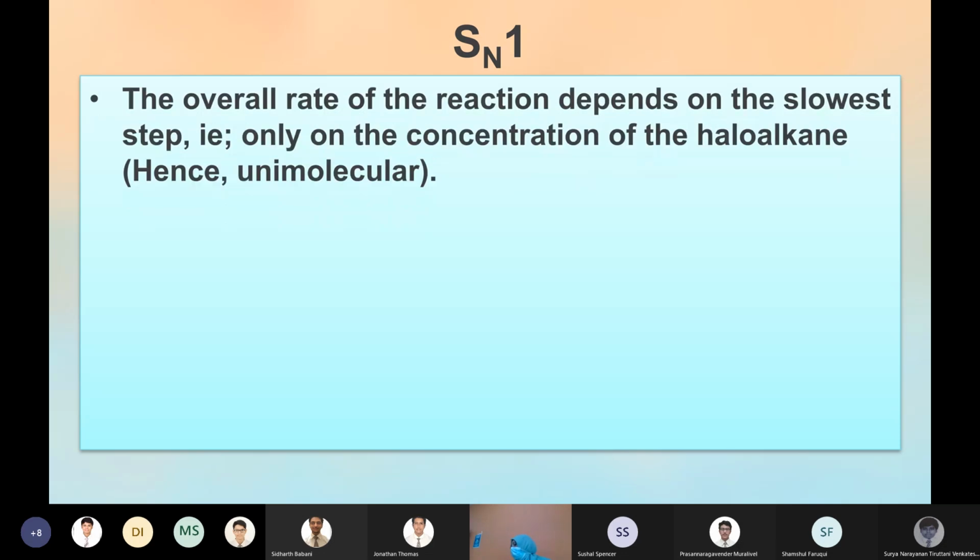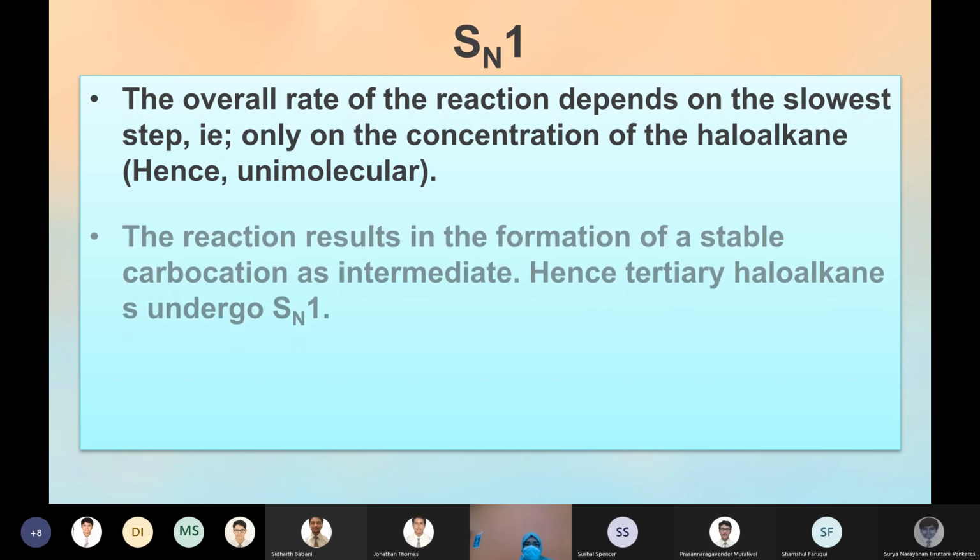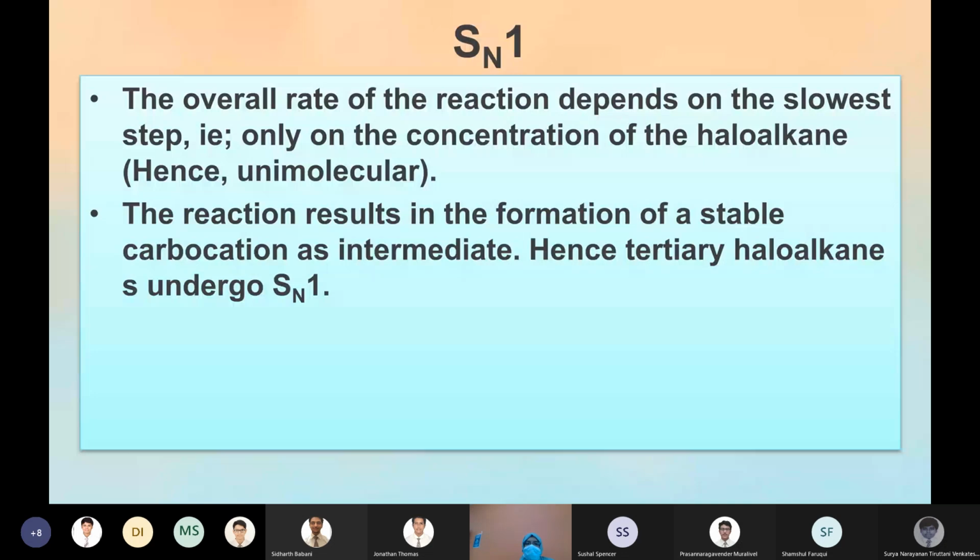That means the overall rate of the reaction depends only on one step, that is the slowest step. And in this reaction, step 1 is the slowest step. That is why it's unimolecular, only one molecule taking part in the slowest rate determining step. And here the reaction results in the formation of a stable carbocation as intermediate. So tertiary haloalkanes easily undergo SN1 because we know that more stable carbocation.